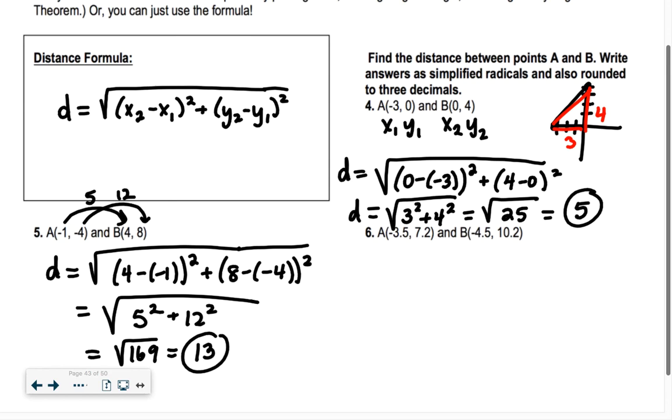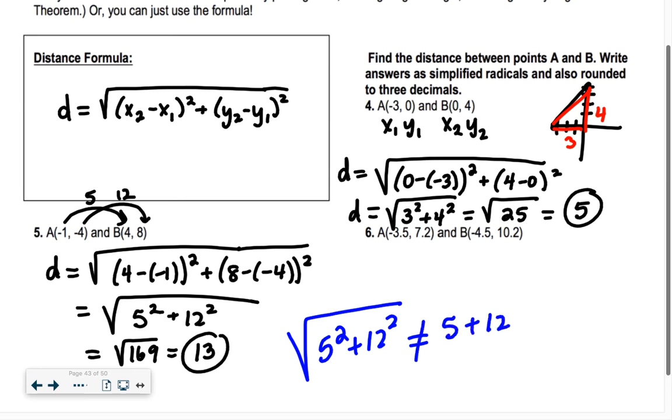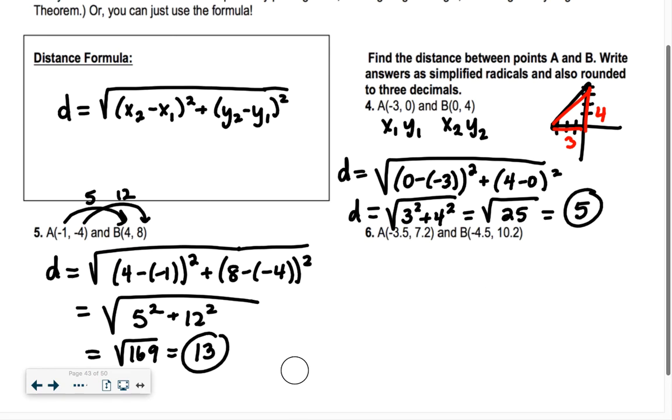So quick note, what a lot of people do, especially in like Algebra 1, when they see this, they're just like, oh, that's equal to 5 plus 12. Those are not equal. All right, this we just showed was square root of 169, which is 13. Is that the same as 17? No. No, different numbers. Can't do that. Can't just take the square root of each individual thing. There's a plus combining them, okay? So cannot do that. All right, so next one has decimals.